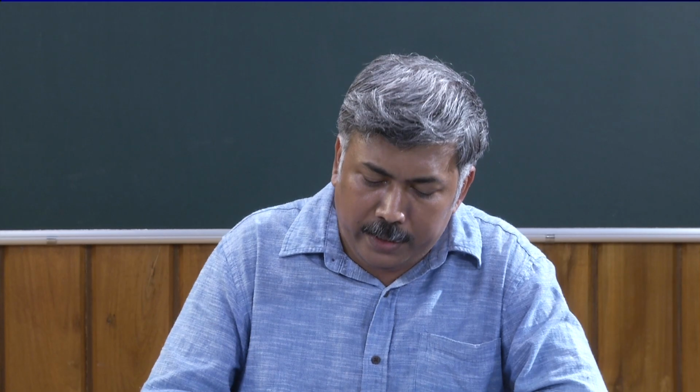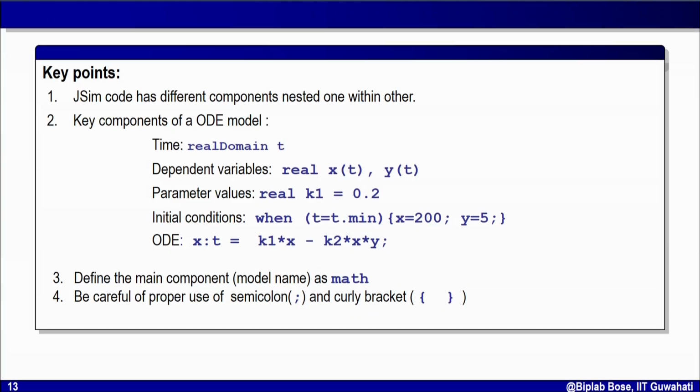So what we have learned in this module is that we have seen two different models. One is the fish tank model with one dependent variable. We have seen another model, predator prey, with two dependent variables, and we have learned how to write down the code in JSim's own language and then compile it and run it to get the result, and how to plot that result. So just to jot down the key points, JSim code has different components nested within each other that you have to remember.